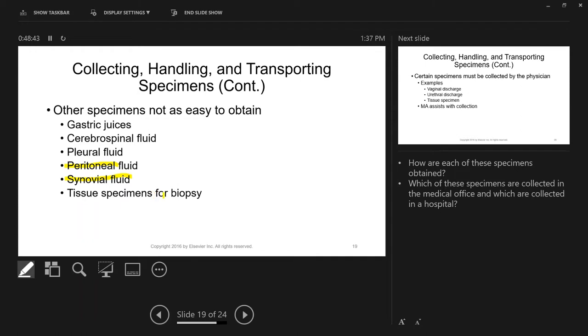Tissue specimens for biopsy. They will take a piece of tissue, either from skin or from deep inside the body. Once you're well trained for ultrasound, you may be assisting with ultrasound guided biopsies. A physician will be looking at the screen, sticking a needle way deep into the body, and you're using your ultrasound transducer to show them where that needle is going so that they can hit the right spot and collect the right tissue sample. It's a big job. Yeah, your thyroid, that's right. So tissue specimens for biopsy are sometimes done under ultrasound guidance.